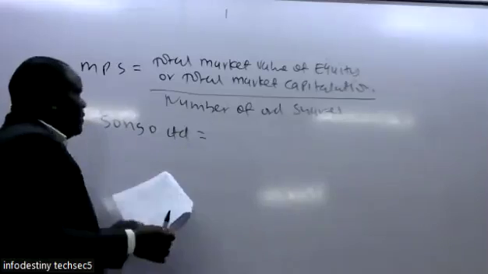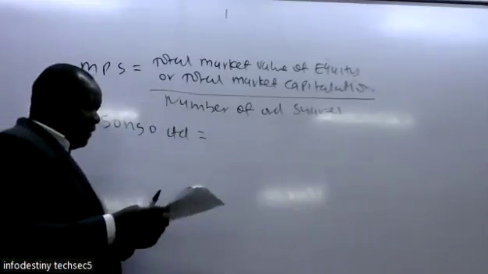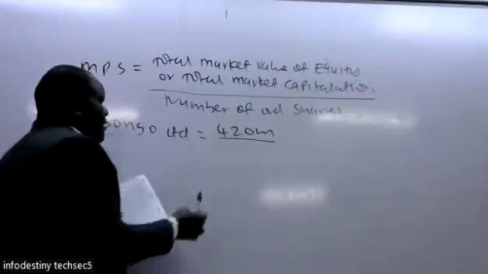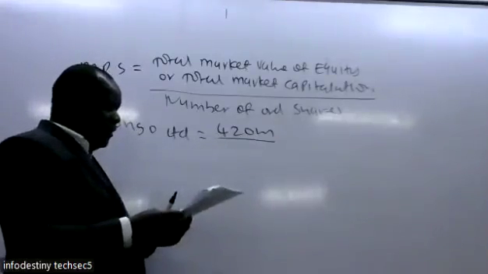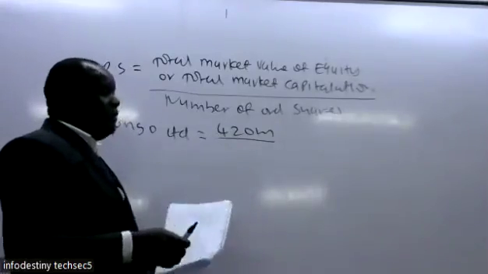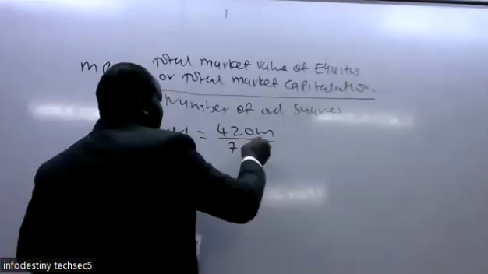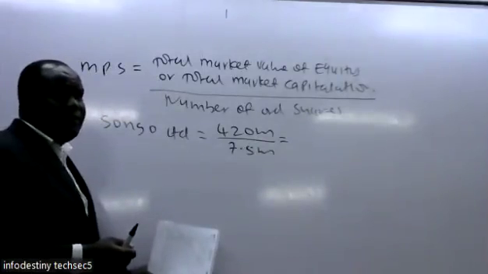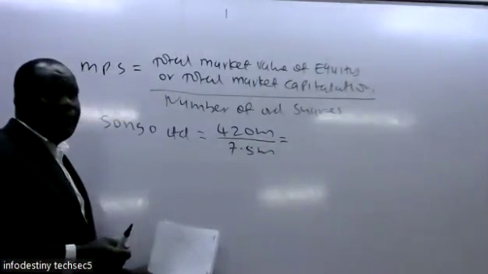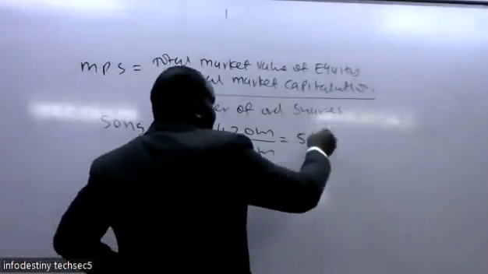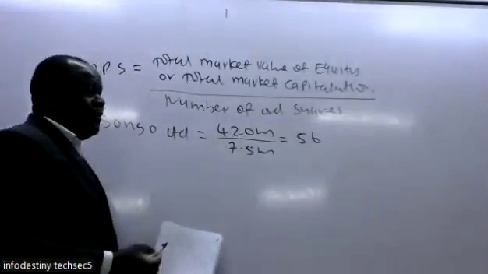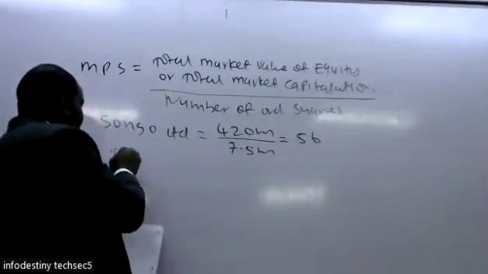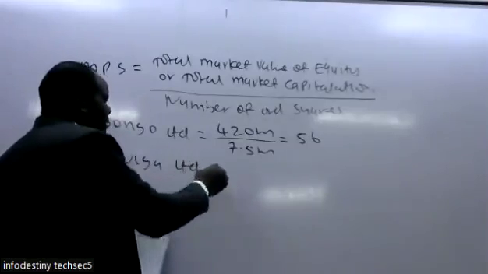So for this one, total market capitalization was given as 420 millions. Then the number of ordinary shares issued is also in millions. So somewhere it was 7.5 millions. So when you divide, it should give us which figure? Sorry. It's 56 shillings per share. Then we also compute the one for Twiga Limited.